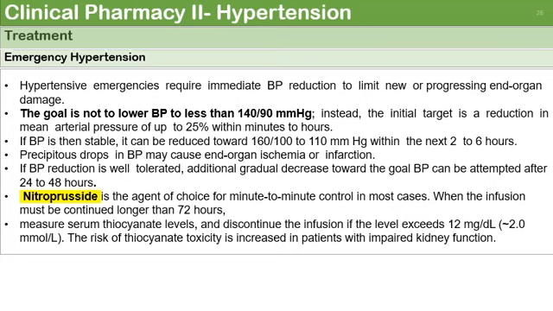Then if the patient is stable, reduce toward 160 over 100 or 160 over 80 in the next 6 hours. Avoid rapid decrease in the blood pressure because it can cause end organ damage or ischemia and infarction. If the blood pressure is well tolerated, an additional gradual decrease is made after 24 hours.